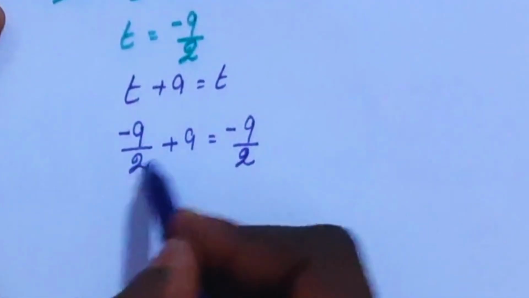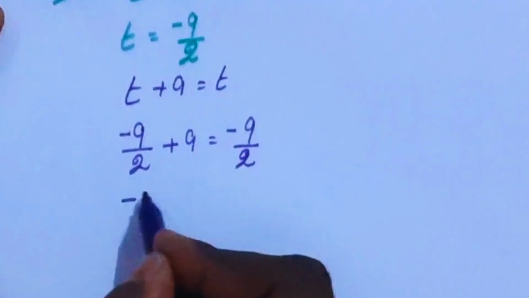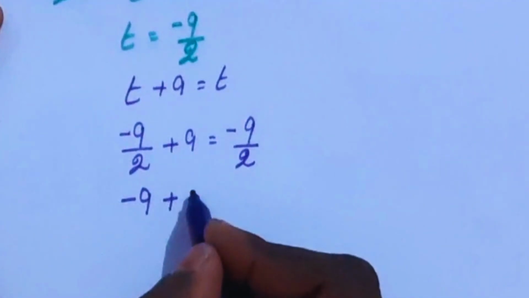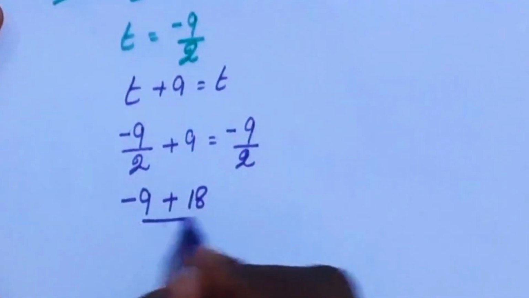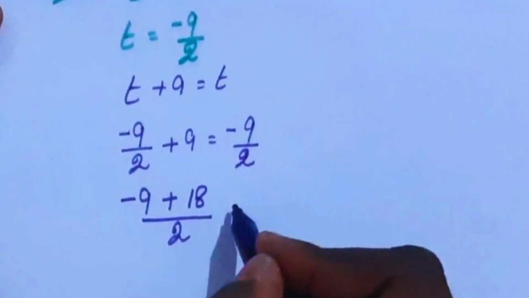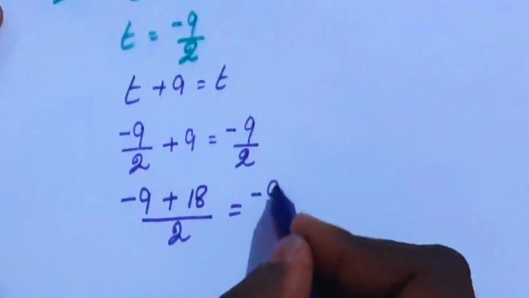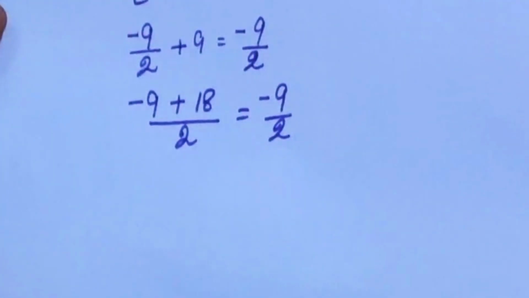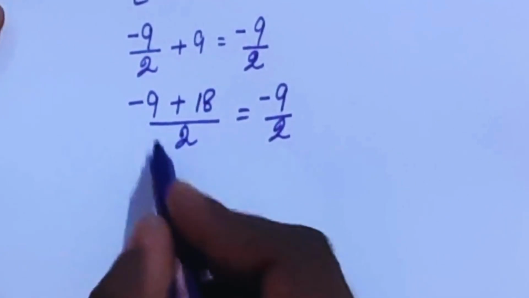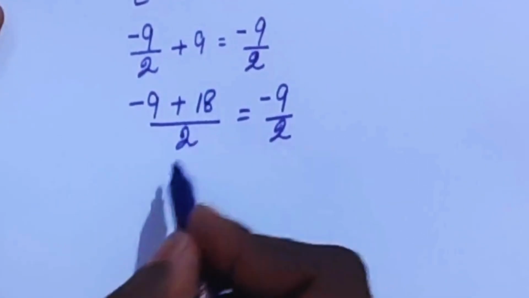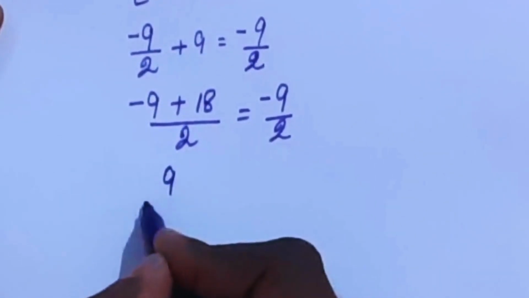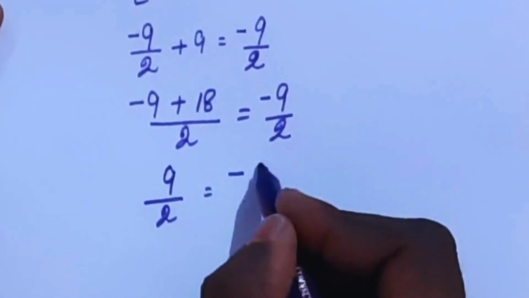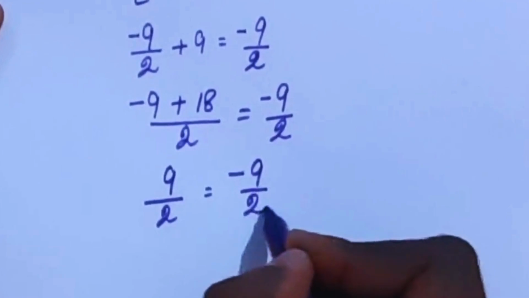Now do cross multiply here, so we'll get minus 9 plus 18 by 2 equal to minus 9 by 2. Now here, minus 9 plus 18 is 9. Here it is 2 equal to minus 9 by 2.